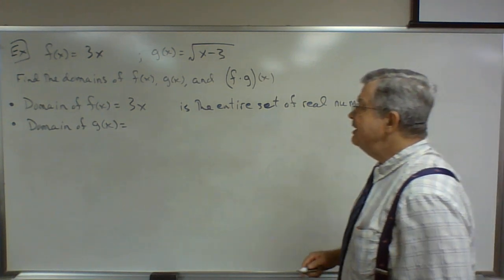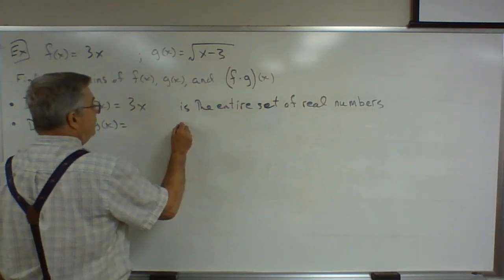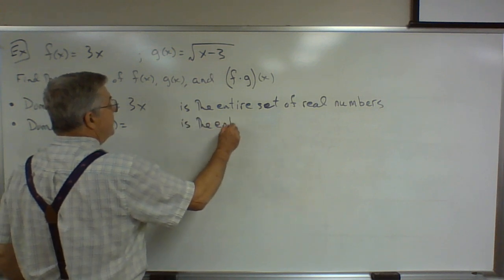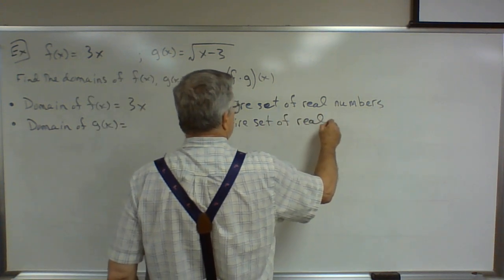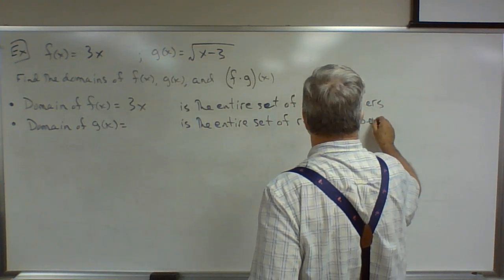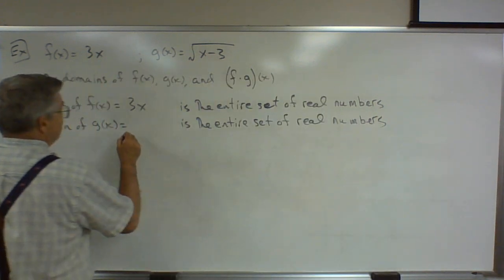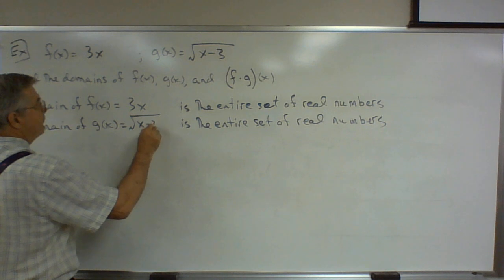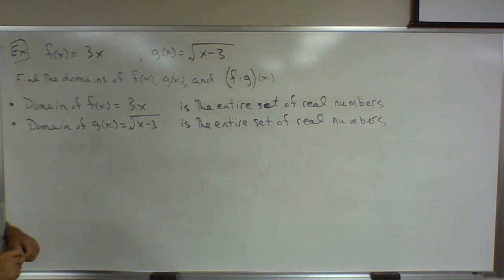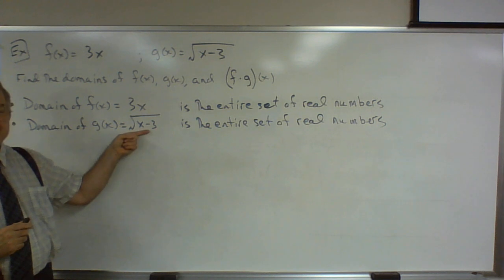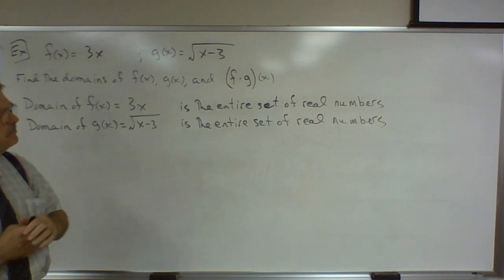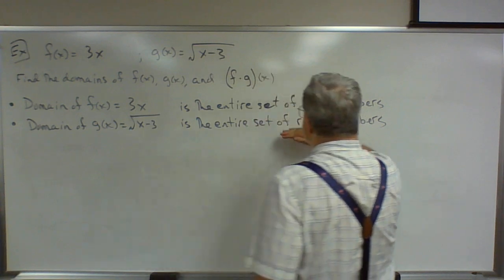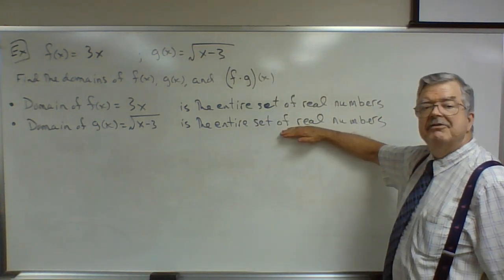Now the domain of g of x. We'll go with the initial assessment that the domain of g of x is the entire set of real numbers, subject to further scrutiny. Our first check, does any x value cause division by 0? Nope, we're not dividing by anything. Okay. So far, our initial assessment of the domain stands.